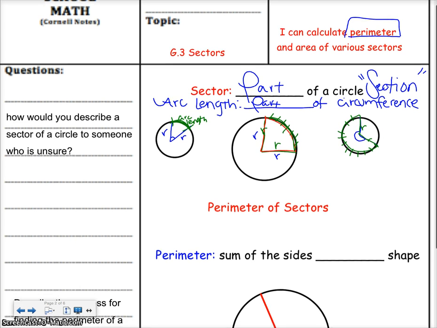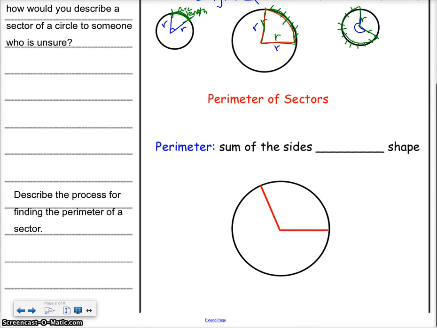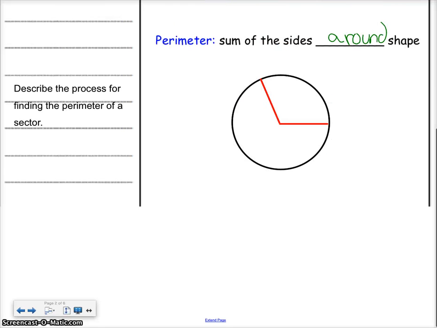Okay? So that brings us to our actual learning target. Now you have some visuals. I've shown you what an arc length really is, and that it's combined together with a radius. Perimeter, it's the sum of the sides around the shape. So perimeter is the sum of the sides around the shape. Nothing new. The formula is different, because when we're talking about part of any kind of circle, you're dealing with pi. And so it's going to get slightly messy or look super smart.